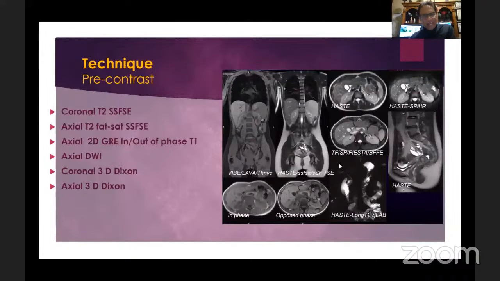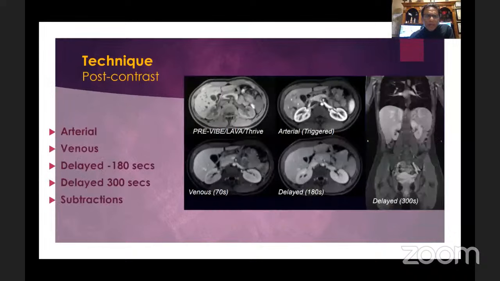First of all, technique. Technique is very important. Our MR protocol is the same for all abdomens. It has coronal T2, axial T2 fat sat, gradient echo, in and out of phase imaging, DWI, and coronal and axial Dixon. Post contrast, we typically do all these sequences with post contrast images in arterial, venous, 3-minute delay, 5-minute delay in coronal, and for all, we do subtractions as well.